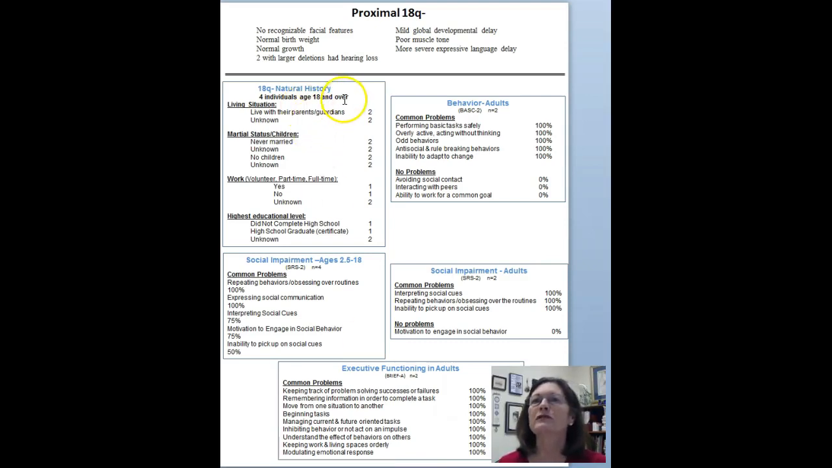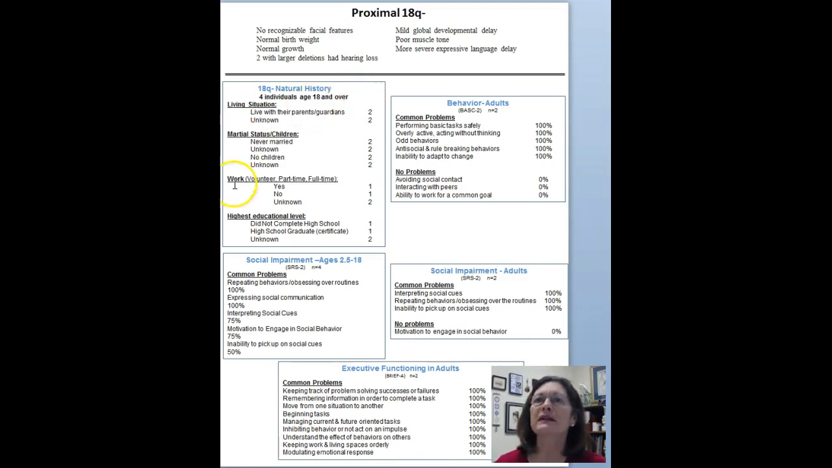The natural history here, and natural history usually we include information on people over 18 years of age, and you can see it's only 4 individuals over 18. The number of people in each one of these groups or blocks of information may be different because different numbers of people answer the questionnaire, or different numbers of people have information in their medical records that we can use. So it's not always the same.